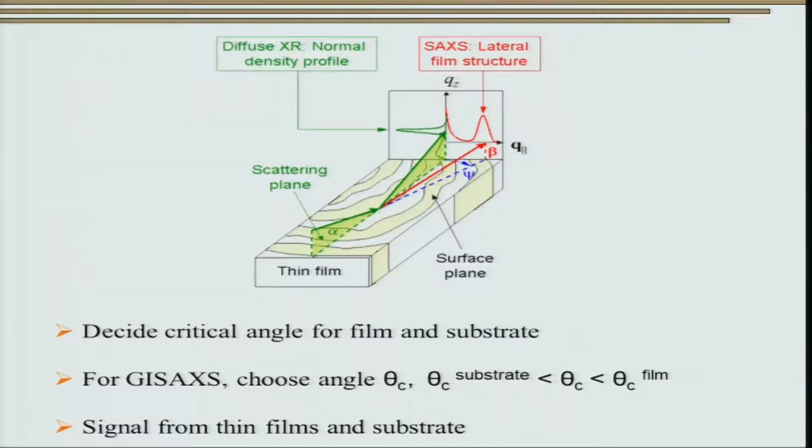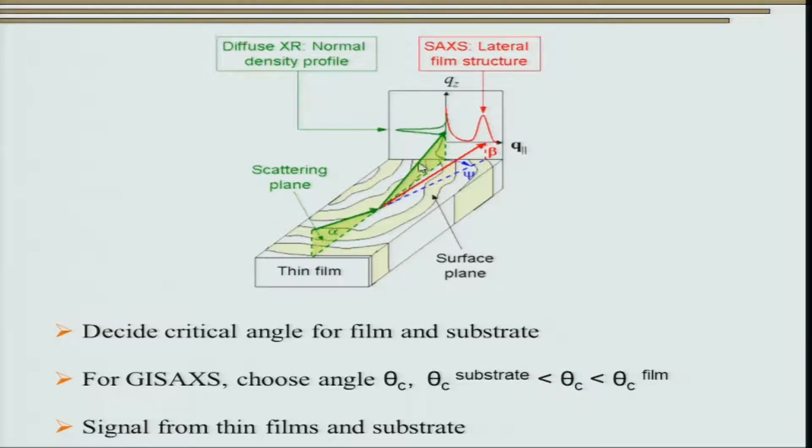So in this figure we have shown how exactly a thin film is deposited on a substrate, and how when a high intensity X-ray is incident at a particular angle, say alpha i, it gets reflected at a particular angle alpha f, which is not shown over here, but we will have a look at it later. And there is another angle, xi, in which there is in-plane diffraction.